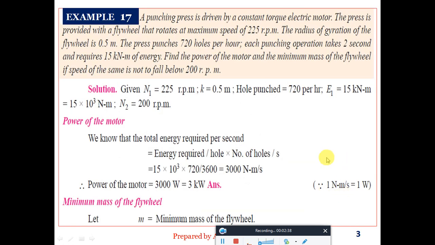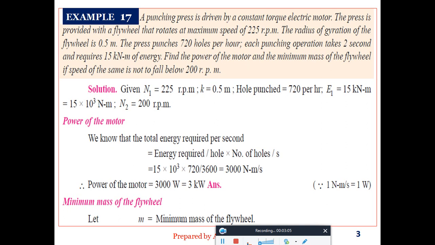So this is the problem in the punching press which is frequently asked. Let us look at the question first. A punching press is driven by a constant torque electric motor. The press is provided with a flywheel that rotates at a maximum speed of 225 rpm.